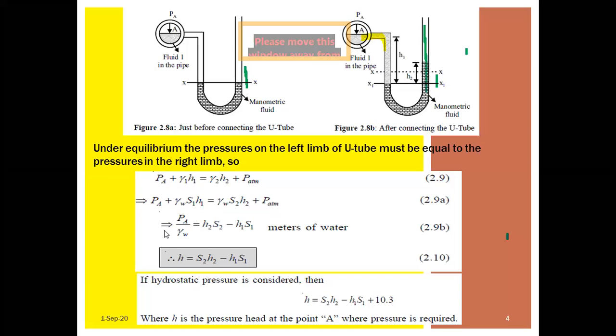That implies PA by gamma_W equals H2 S2 minus H1 S1, which is in meters of water. Therefore H is given by the height.